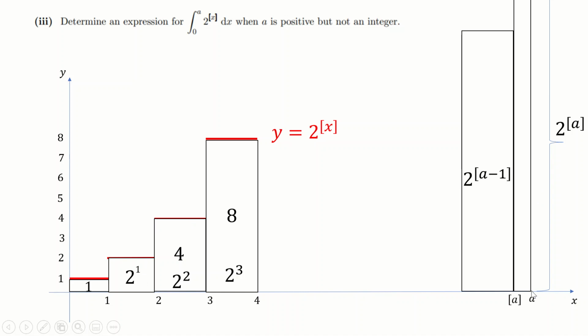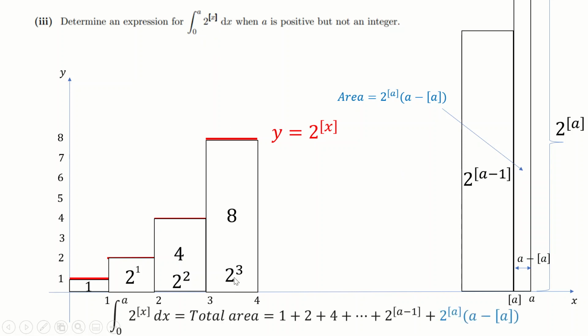And how wide is it? Well, it's this wide, which is a minus the floor function of a. So the area of this last little rectangle we want to add in is, it's not really little, 2 to the floor function of a times the width. It's height times width, right? Which is a minus the floor function of a. So the total area, which is to say this integral, is going to be equal to the total area, which is 1 plus 2 plus 4 plus 8, all the way up to 2 to the power this. And then we also add in the thinner rectangle on the end.